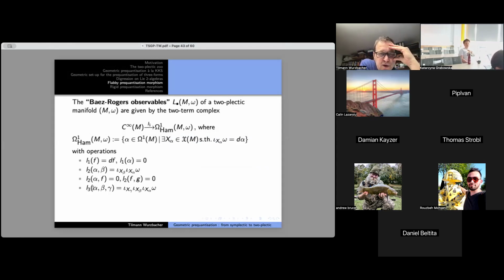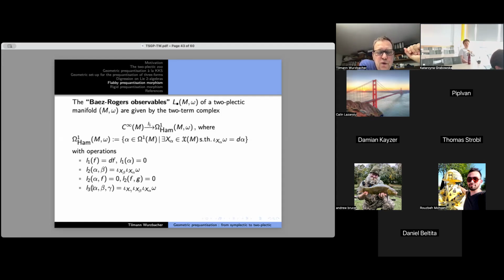And what are the algebraic operations? So L1 is just df. Then it's trivial, because d of df is 0. So these one forms have the zero field associated. L1 of a one form is 0. And then you have L2 and L3, which are constructed in the same way. You have Hamiltonian forms, so you have vector fields associated. You contract them in the form.